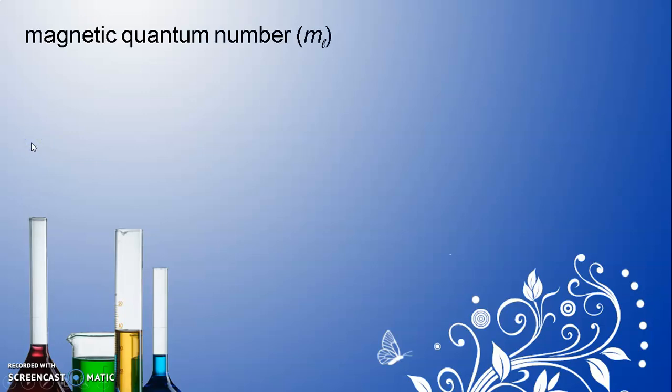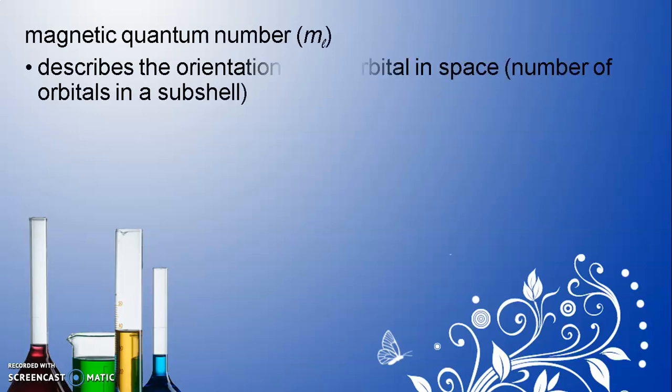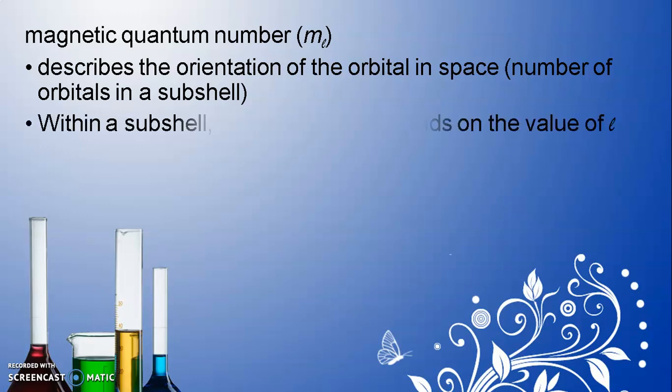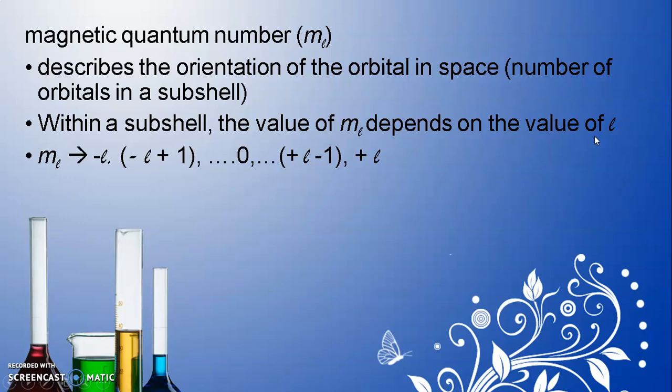Okay, so to continue with our quantum numbers, we have the third quantum number, which is your magnetic quantum number. The magnetic quantum number describes the orientation of your subshell or orbital in space. So how many orbitals are there in your subshell? Within a subshell, the value of your ML depends on the value of your L, which means that ML ranges from negative L, 0, and positive L.